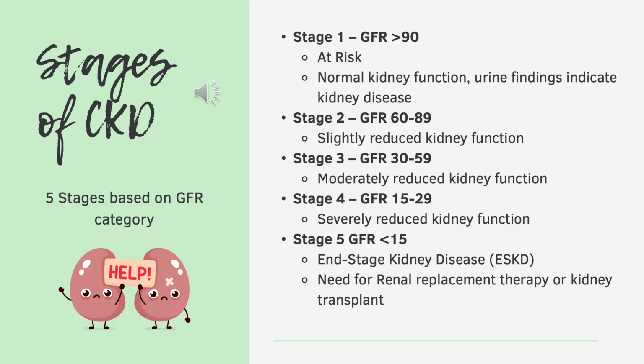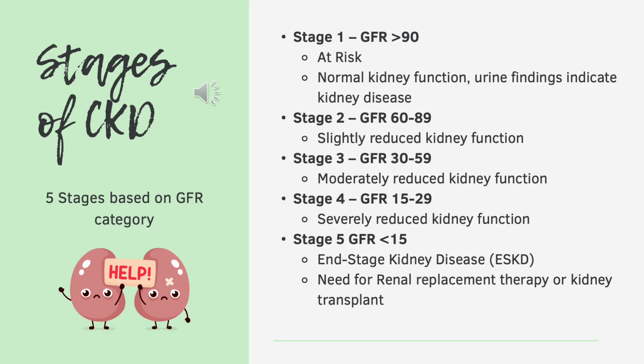Now moving to stage 4. In this stage, the GFR decreases even more, ranging between 15 and 29. Waste elimination becomes significantly impaired, and the symptoms of uremia, such as nausea, itching, or cognitive changes, are very common. The kidney's ability to regulate fluid and electrolyte balance becomes severely reduced, which causes complications like hyperkalemia, metabolic acidosis, and fluid overload.